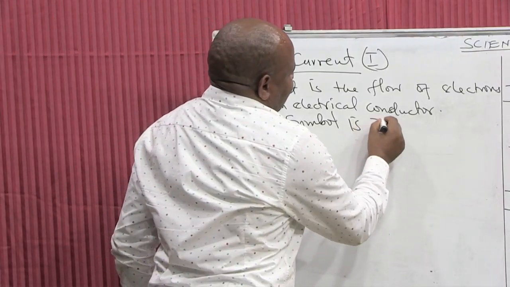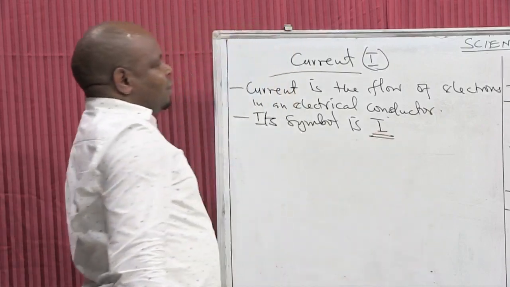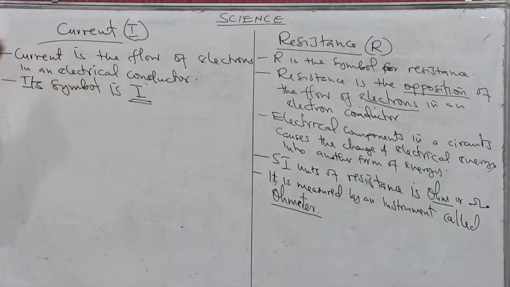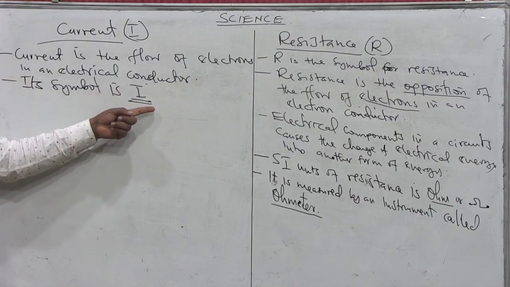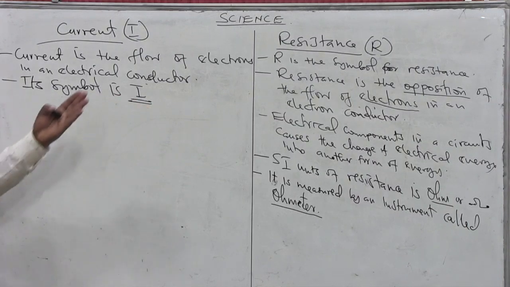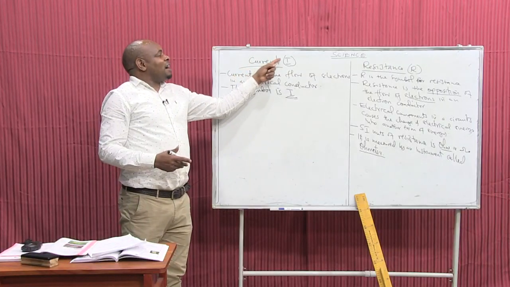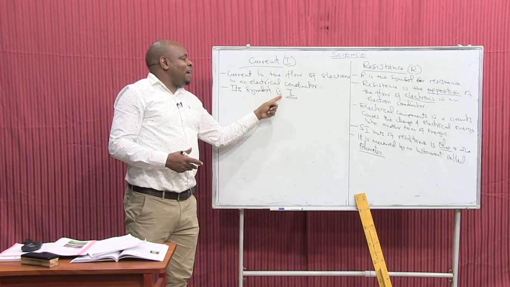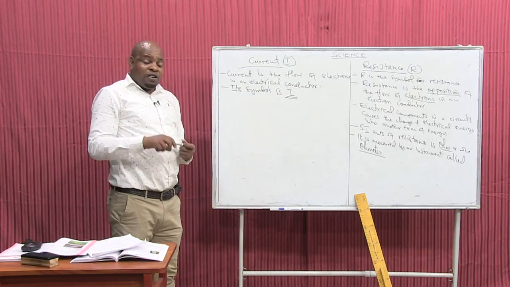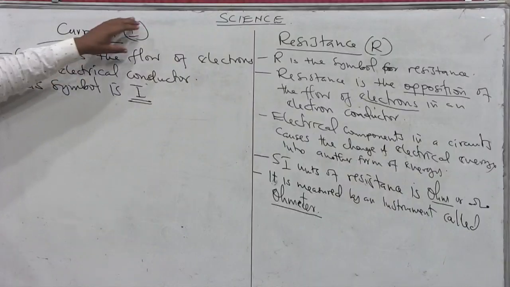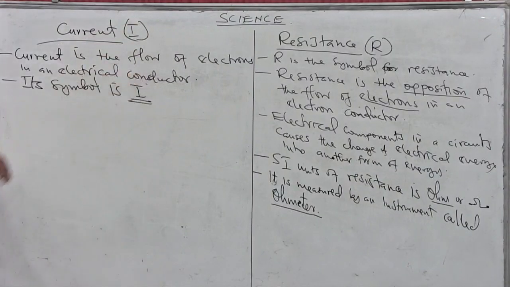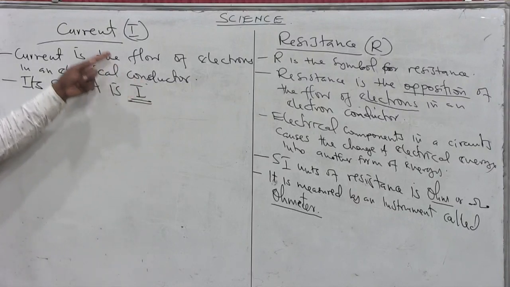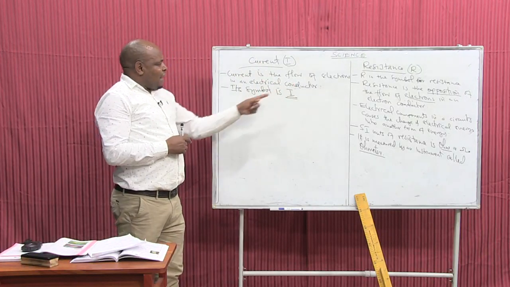I is the symbol for current. Sometimes you can be given a question, find I. The examiner, the teacher setting that particular exam, doesn't write the word current. He or she decides to write the letter I. Find I. So if you are not keen with these symbols, my friend, you might end up getting stranded in an examination paper. You end up failing just because of not knowing. You know current, but you don't know its symbol. So I is the symbol for current.